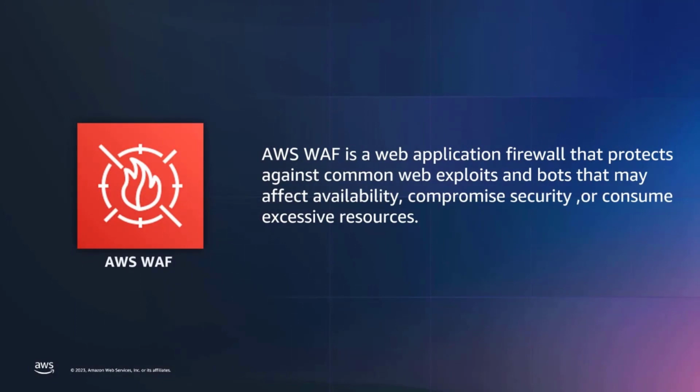It's a web application firewall that helps protect web applications from attacks similar to what we saw on that previous slide. These typically target the availability of applications, compromise security, and aim to exhaust resources. AWS WAF does all of this by allowing you to configure rules that allow, block, or monitor web requests based on conditions that you've defined.